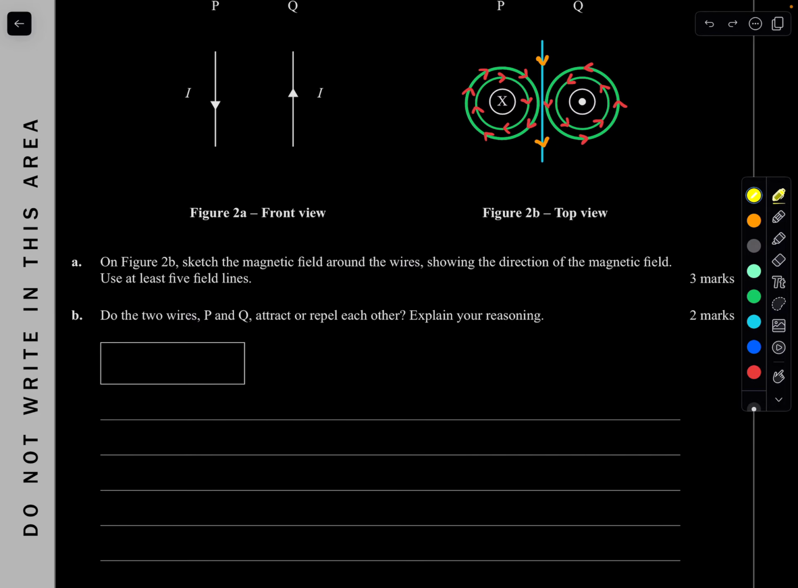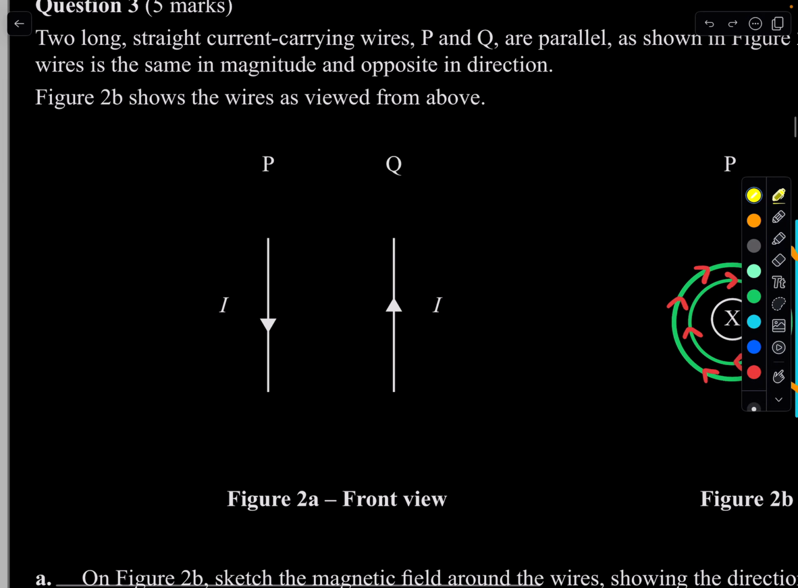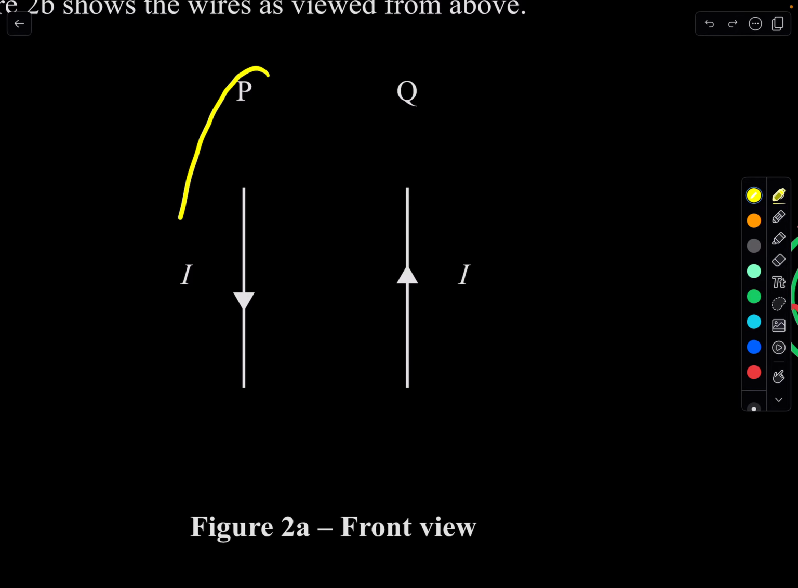Explain your answer. Well, this is how I would do this. Imagine we basically have 2 lines here. What I'm going to do is look at one of these lines, for example Q in this case, and make sure it's the one that's producing the field.